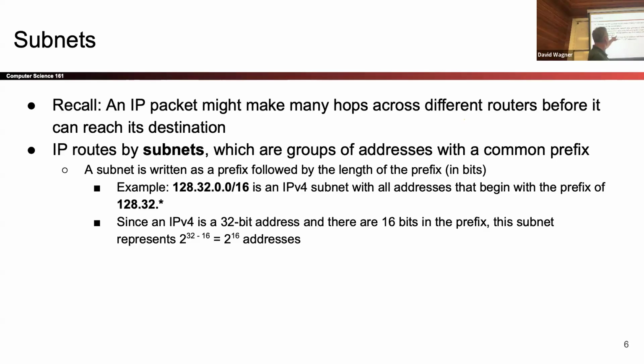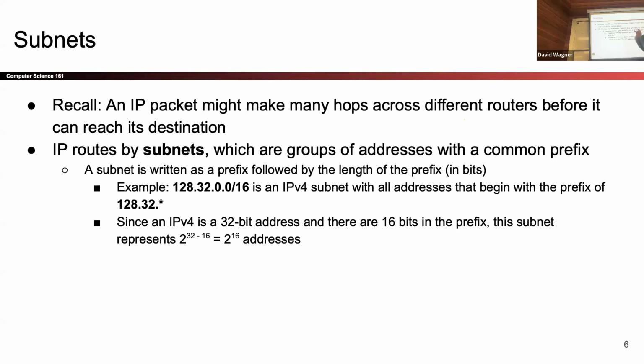You could say that 128.32.0.0 you could think of as an IP address, and the first 16 bits of that identifies the subnet. But that's reasonable. It's perfectly reasonable. It's another way to say it. You could also say 128.32.0.0/16 identifies a subnet.